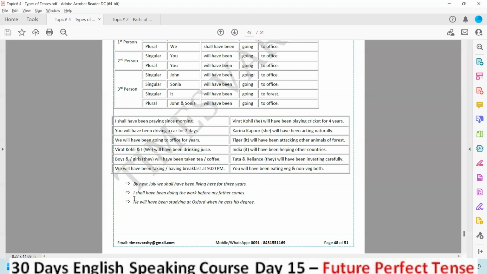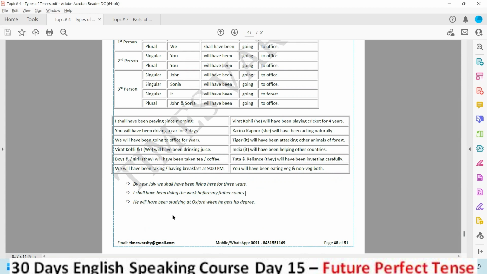Now you see another sentence. This is quite simple. Please read. I shall have been doing the work before my father comes. Before my father comes. Yes, next one.